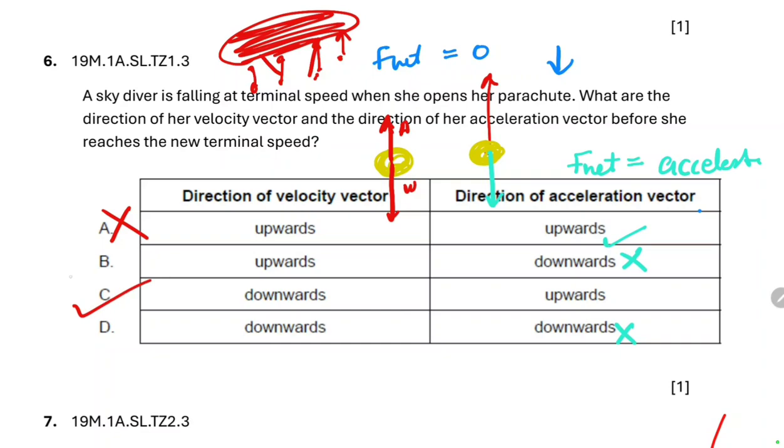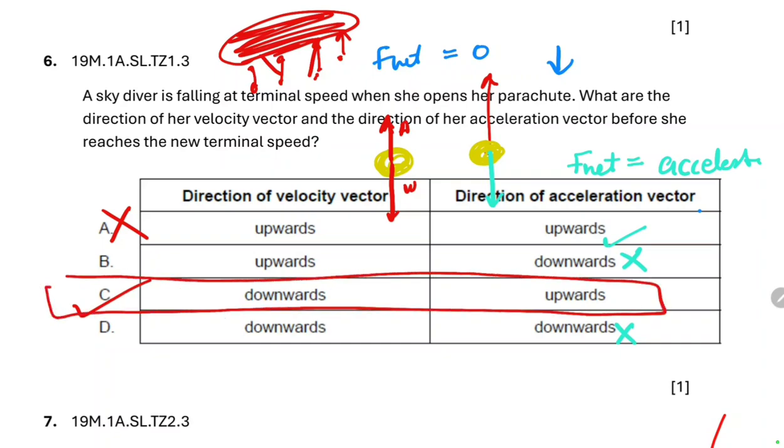Okay, so option C is the only correct option, where the direction of velocity vector is down and the direction of acceleration vector is upward. I hope you have understood.